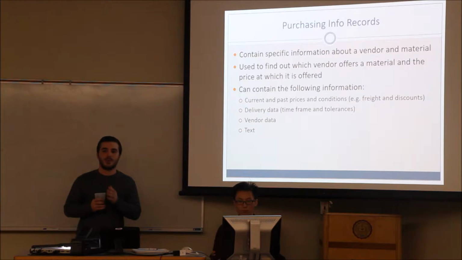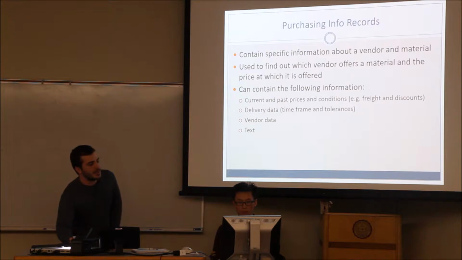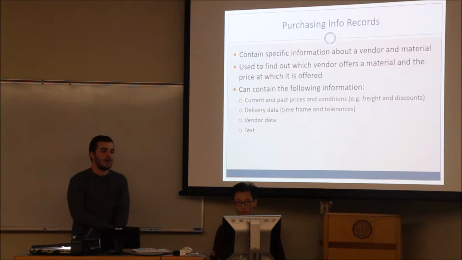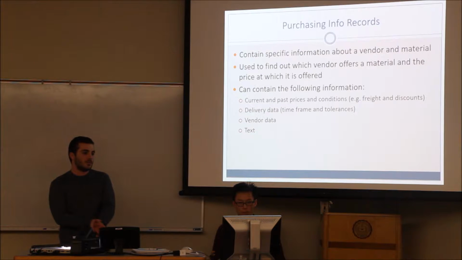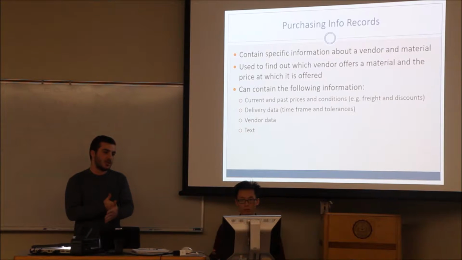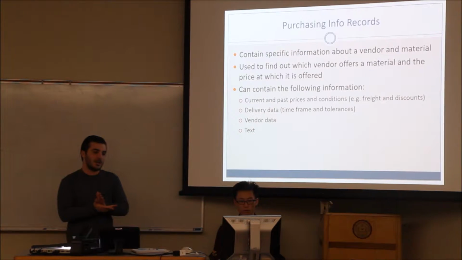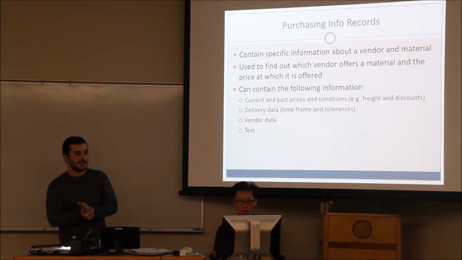Purchasing info records contain specific information about a vendor and a material. They're used to find out which vendor offers the material and the price which is offered, or has been offered, or will be offered in the future. It contains the following information: current and past prices and conditions, delivery data, vendor data, and text.